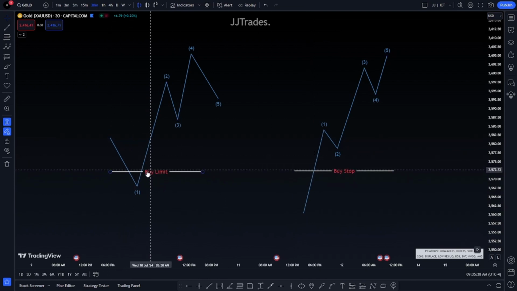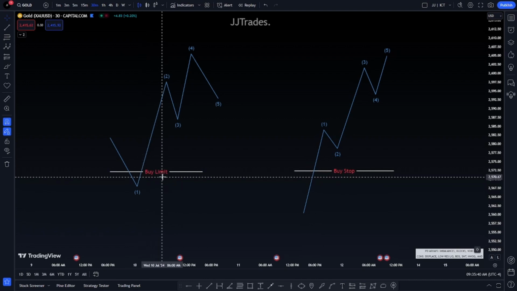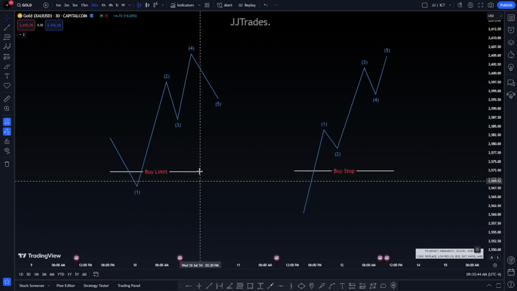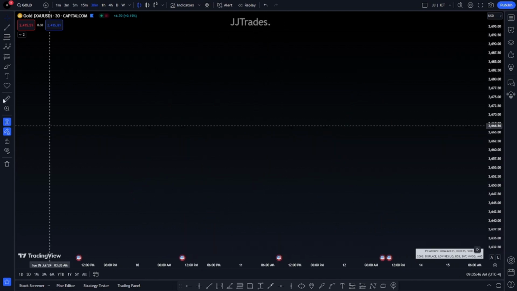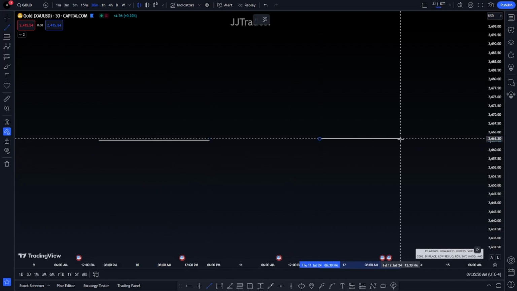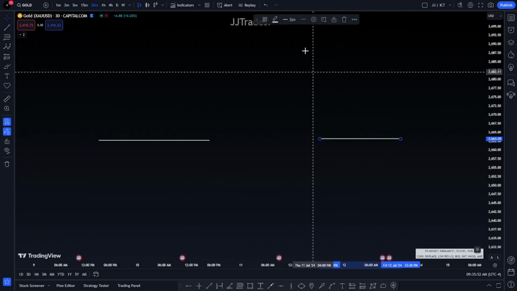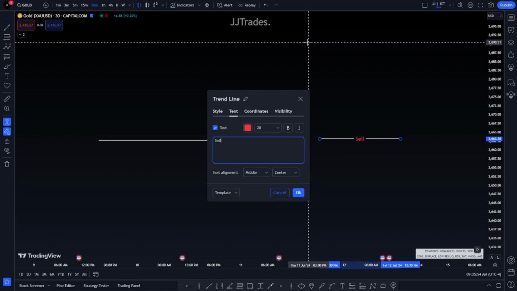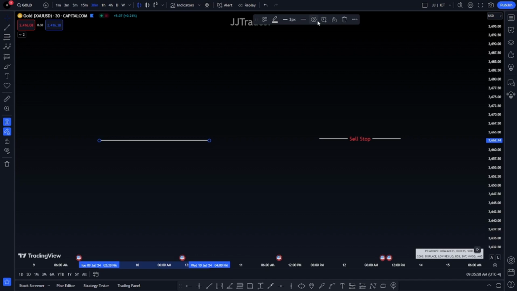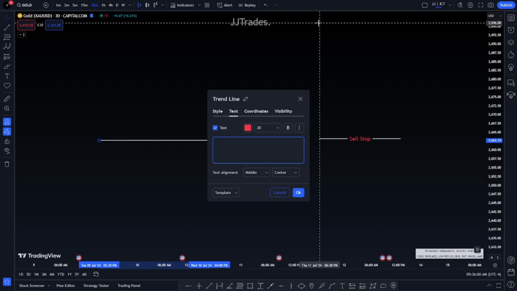Keyword, this is buy. This is a buy limit. So for a sell limit, it'll have to go up into it and then drop. But I'll show you that later. So let's go for another example. Next is sell limit and sell stop. So we're going to set this as sell stop and set this as sell limit.